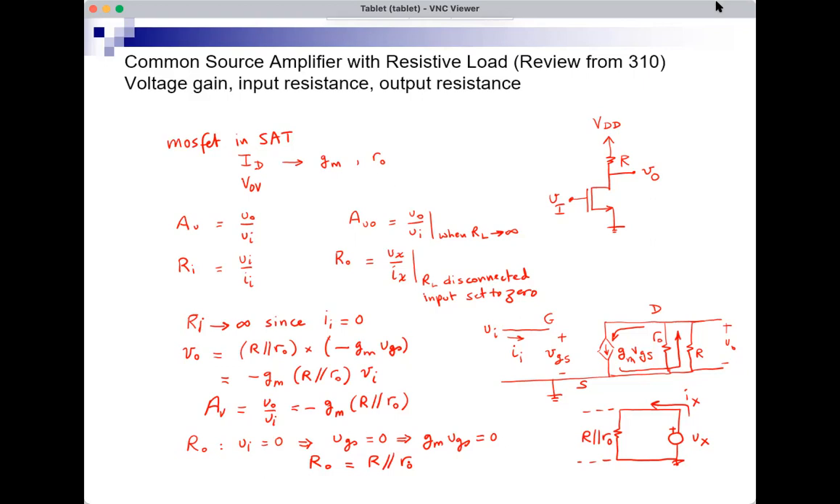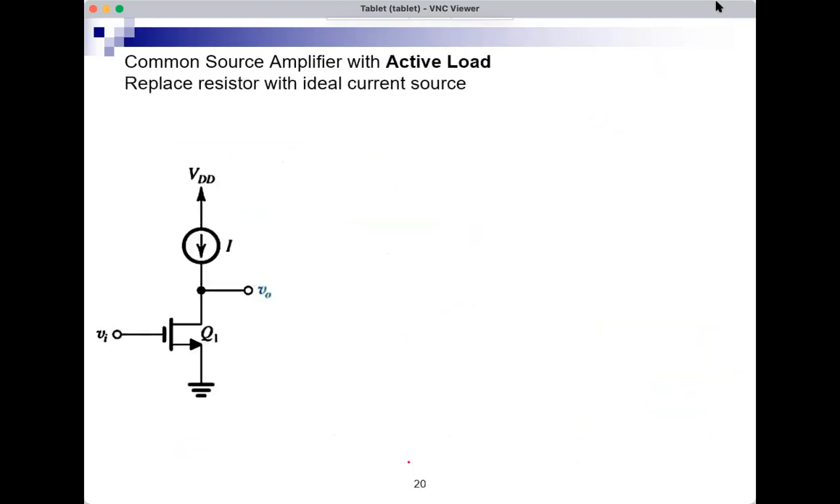Well, the largest R that I can get is an infinite R. So if R goes to infinity, the gain becomes minus GMRO, and that's pretty large. We call that the intrinsic gain of the MOSFET, and this can be in the tens or even hundreds. But how can I make R infinite? I cannot just disconnect it from the circuit, because then the MOSFET would lose its bias, the current would not be able to flow.